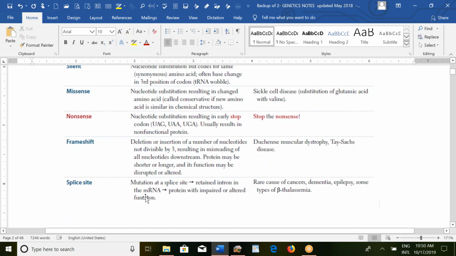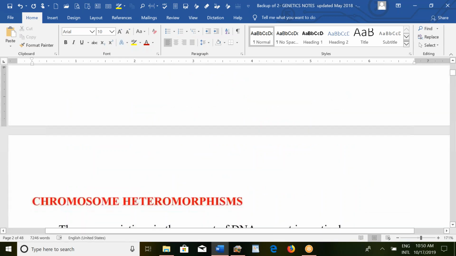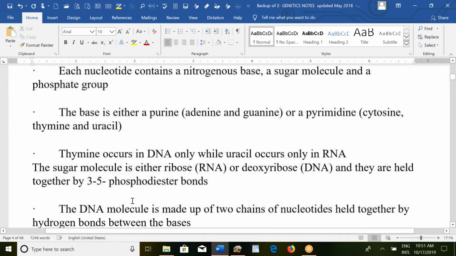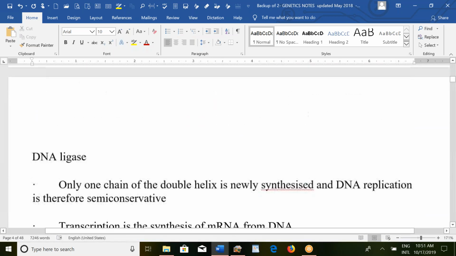Then splice site mutations. Mutations at a splice site result in a retained intron in the messenger RNA. Intron means the non-coding part of the RNA. Retained in the messenger RNA, it results in a protein with impaired or altered function. These splice site mutations are a rare cause of cancers, dementia, epilepsy, and some types of beta thalassemia. So you should just have a basic idea of how mutations can take place.